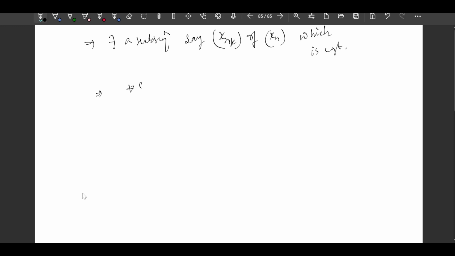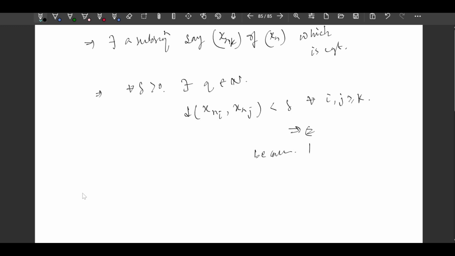For every delta greater than 0 there exists a natural number, say K belongs to natural numbers, such that distance of x_i comma x_j is less than delta for all i, j greater than or equal to K. But this is a contradiction, right? Because distance of x_m comma x_n is strictly greater than or equal to delta for all m not equal to n.